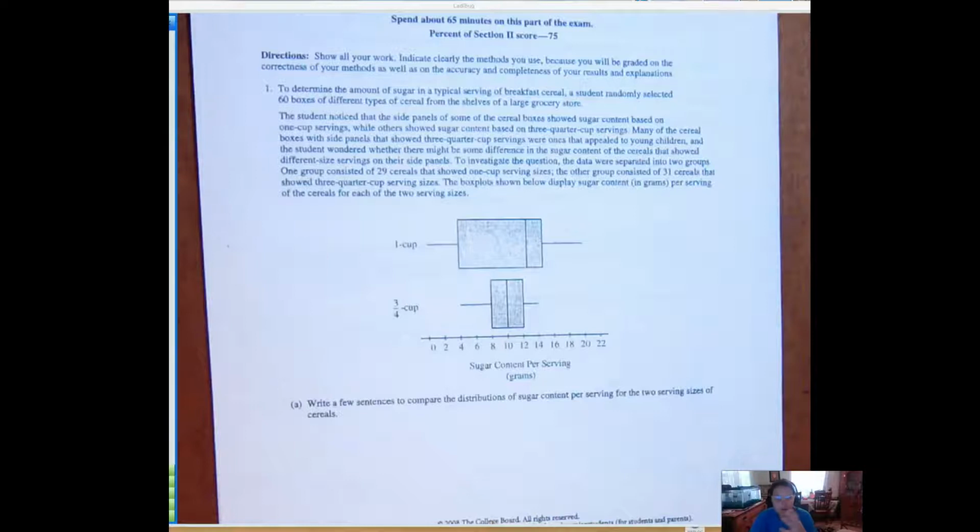Okay, so you really want to get full credit for A, because I thought B and C were the harder 2 rubrics to hit to get full credit. So for A, you have to hit center, shape, spread, and stay in context. So center, shape, spread, stay in context.